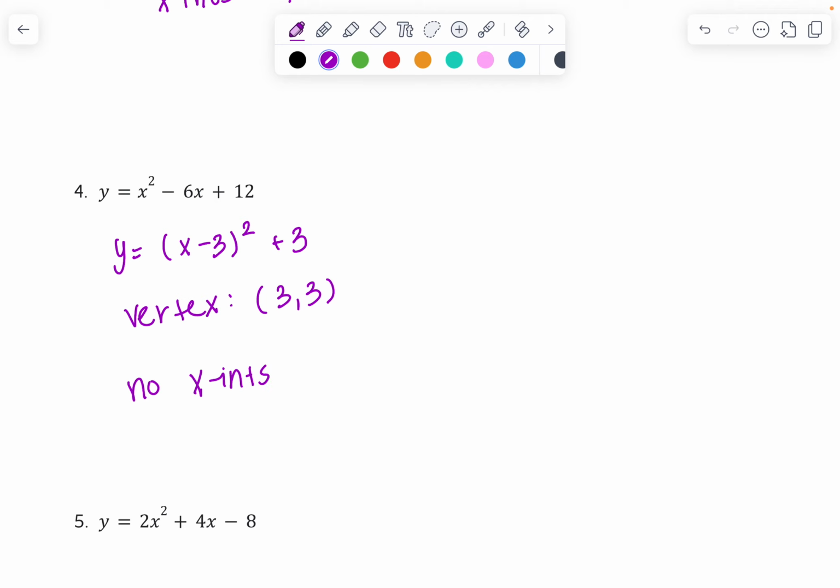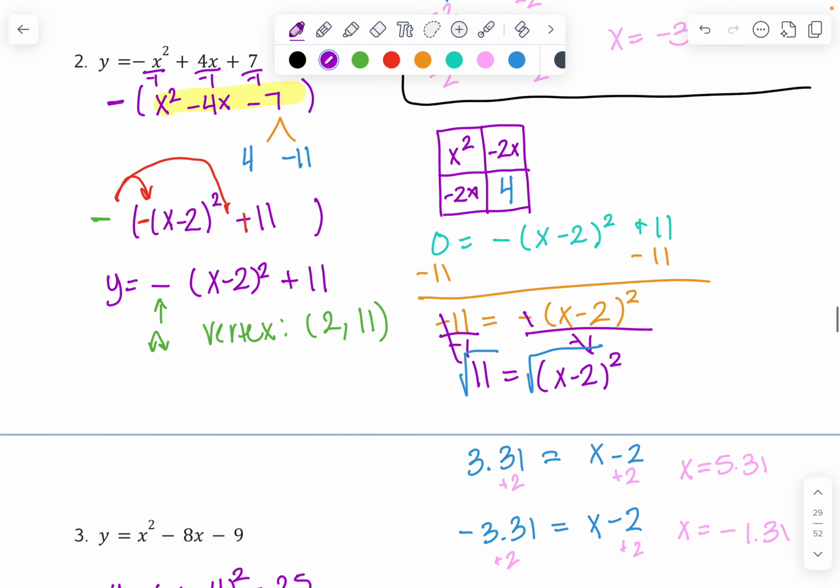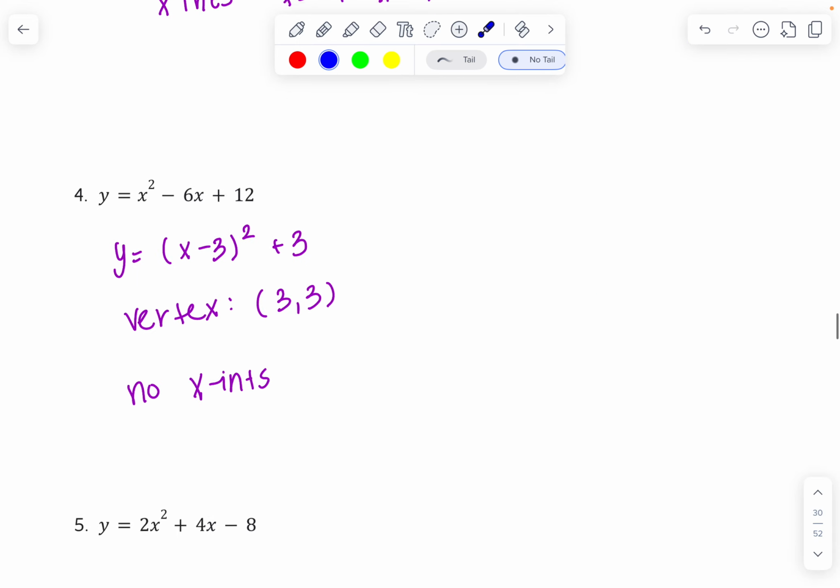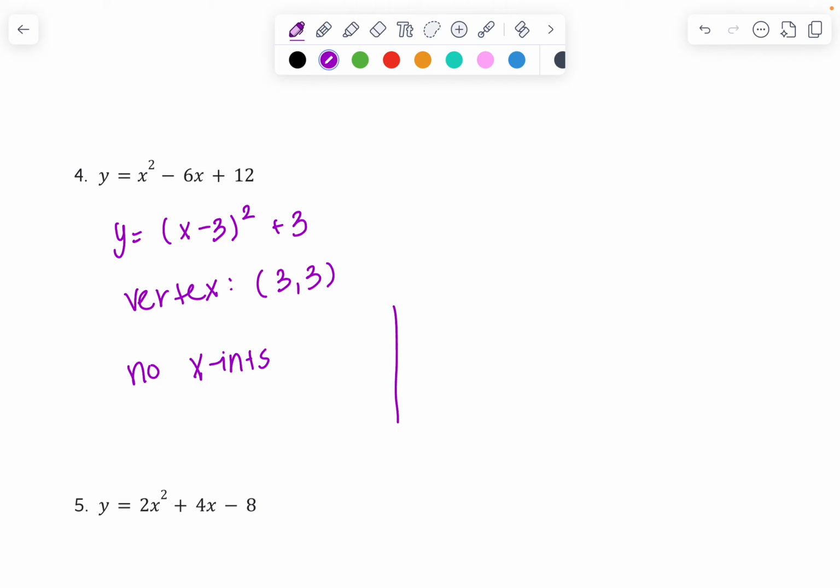On question 4, you're going to end up not getting any x-intercepts. You're going to end up kind of at this point in our equation, just like we talked about, having to take a square root of a negative number. And when we do that, we would just say stop, and there's no x-intercepts. On the graph, it would kind of look like this, right? Where our parabola is just going to be above the x-axis, and we're never going to cross through.